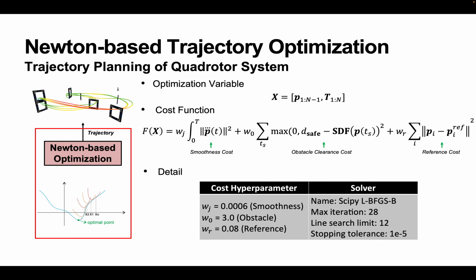In our implementation, we use the L-BFGS-B solver. The smoothness weight is 0.0006, the obstacle weight is 3, and the reference weight is 0.08. The maximum number of iterations is 28, the line search limit is 12, and the stopping tolerance is 10 to the power of minus 5.